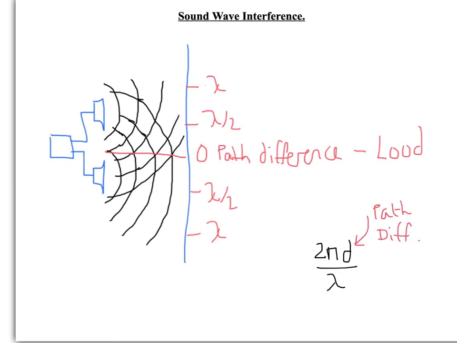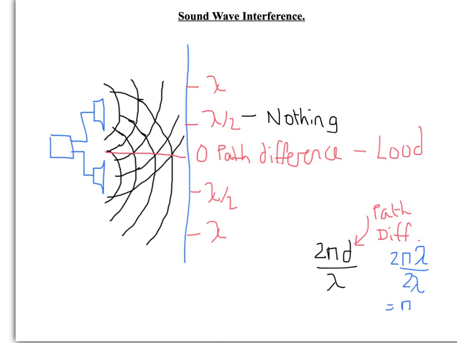Okay? So we put this lambda over 2 into this equation, you get 2 pi lambda over 2 lambda, which equals pi. So at that point, the waves are 180 degrees or pi out of phase, so you get complete destructive interference, so you get nothing. In reality, that's not what's going to happen. It's just going to go a lot quieter, but that's what you're going to find.